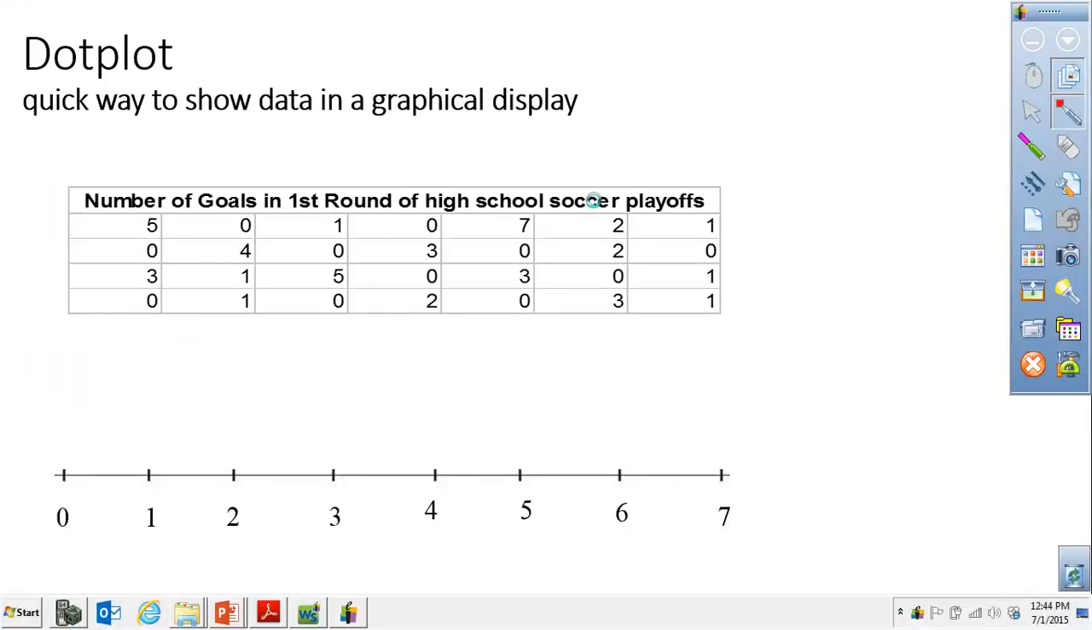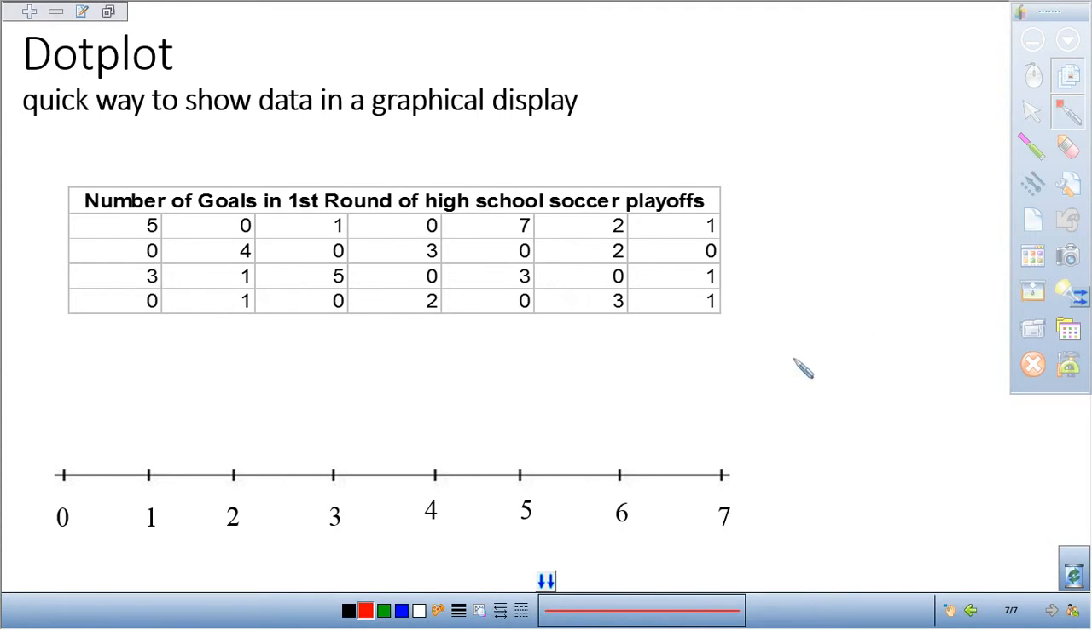Now, let's talk here for a moment about a dot plot. This is a nice one here. This is a quick way to show data in a graphical display, since we're talking about different ways that we want to have our data appear. Number of goals in the first round of a high school soccer playoff. That's what we're looking at right now. And how I'm going to do this one is I'm just going to go down the line, and you can see I'm going to go 5, 0, 1, 0, 7, 2, 1. So I'll put a dot at 5, 0, 1, 0, 7, 2, 1.